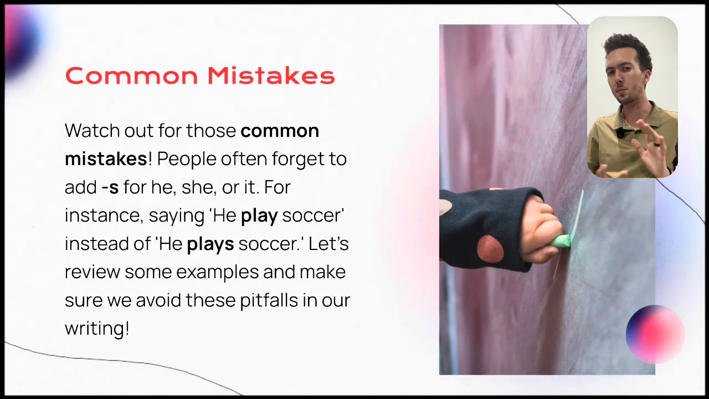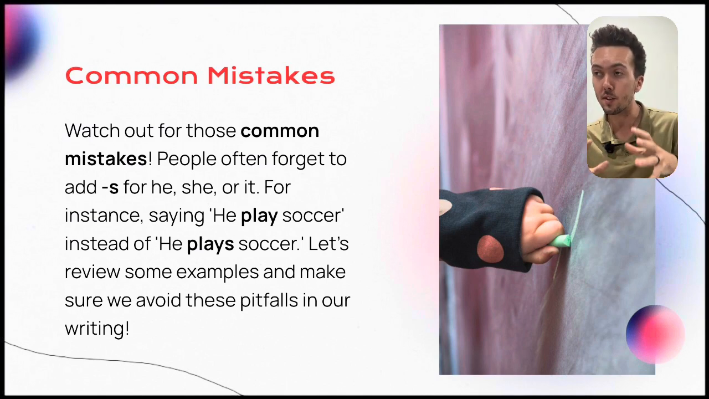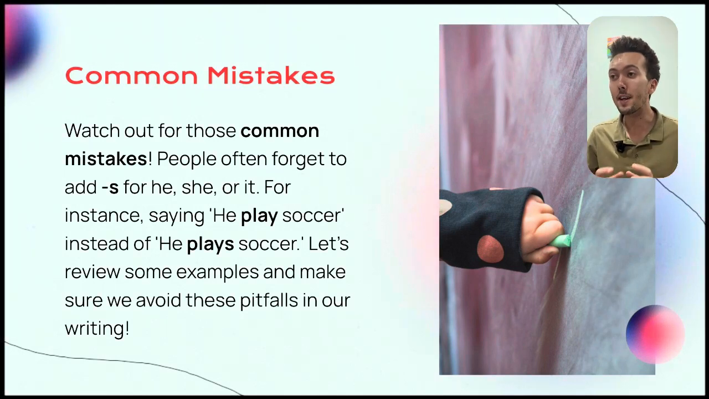Now let's look at the common mistakes many people make when they try to use the simple present tense. A lot of people forget to add an S when we are using he, she, or it. For example, instead of saying he plays soccer, some people might say he play soccer.